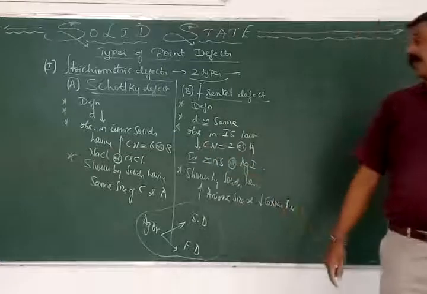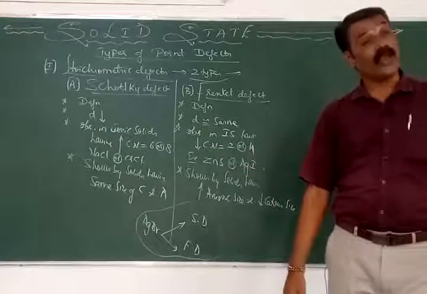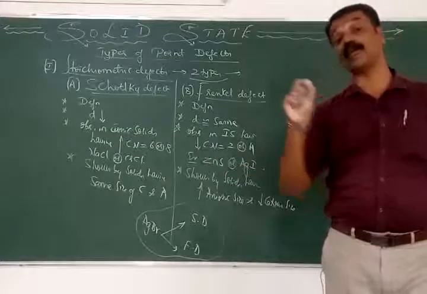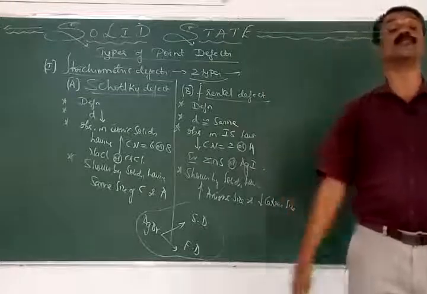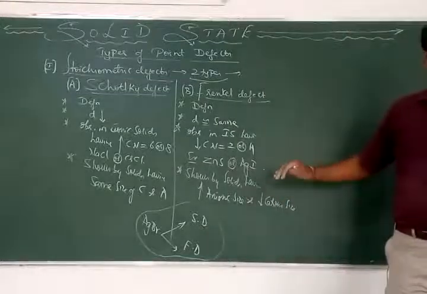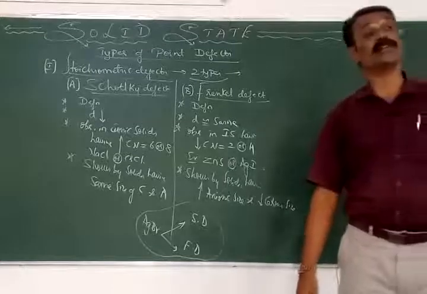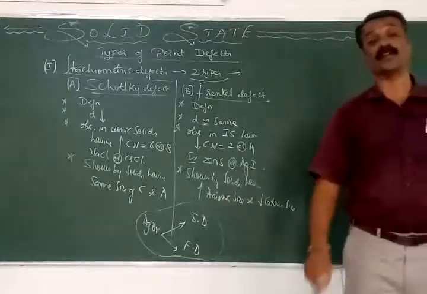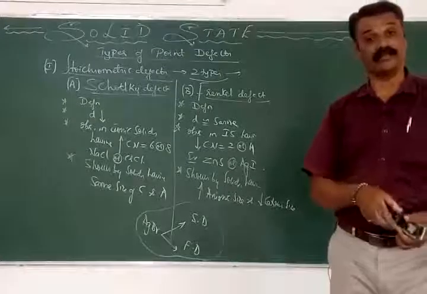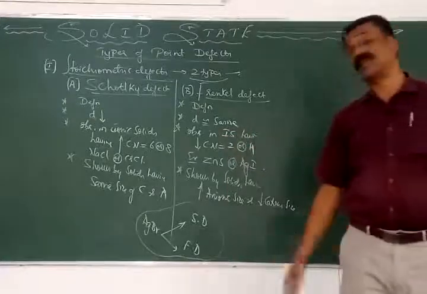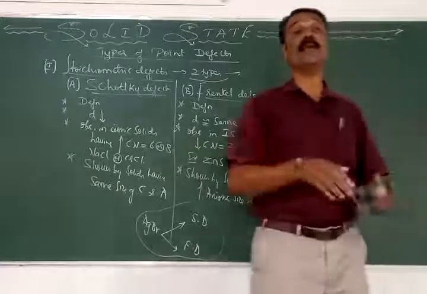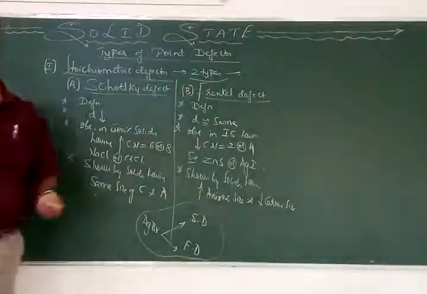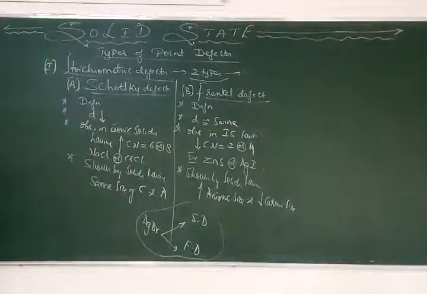The Schottky defect is shown by ionic solids where the sizes of both the cations and the anions are almost the same. Whereas the Frenkel defect is observed in ionic crystals where the anionic size is very much greater compared to the cationic size. The exception is silver bromide, which exhibits not only the Frenkel defect but also the Schottky defect.